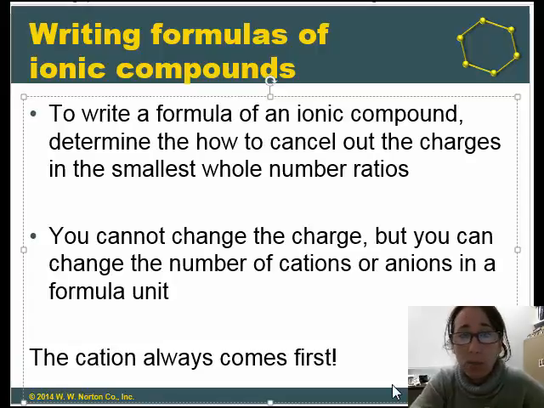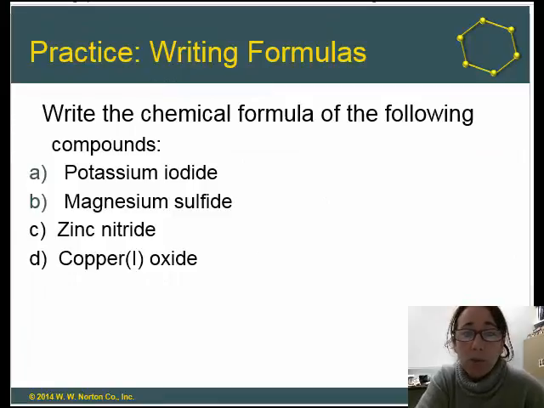And the cation always comes first. All right, so let's look at some practice. Write the chemical formula of the following compounds. So, potassium iodide. All right, so to write that formula, we need to know the charges.